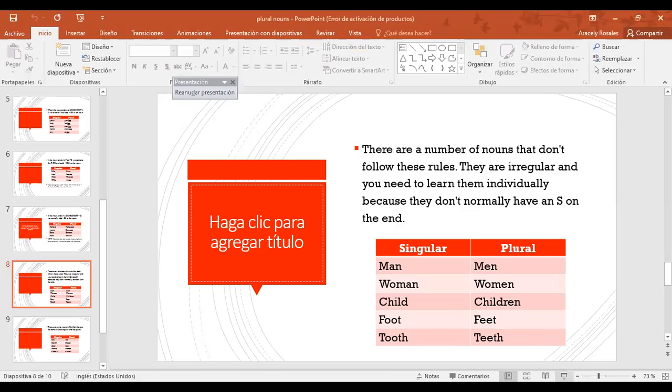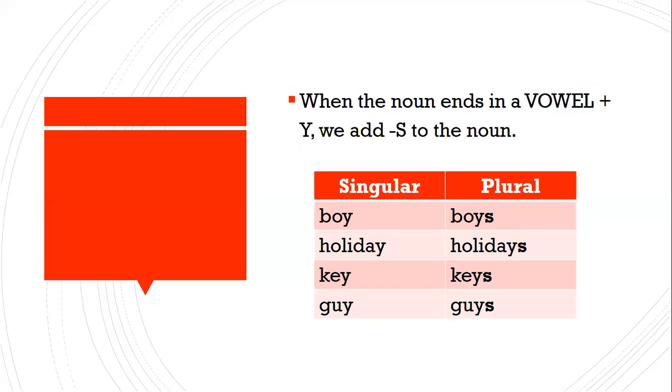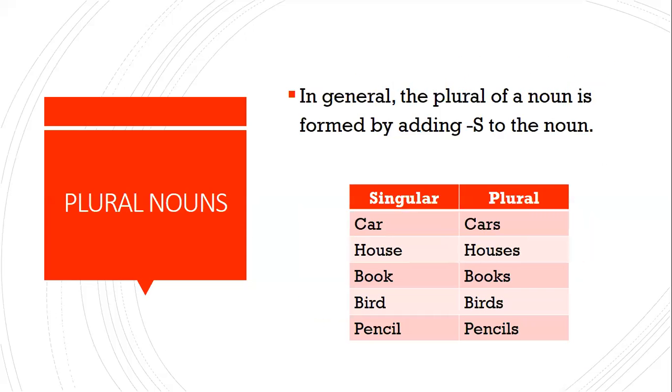Acá está. Vaya, si usted se fija, it says that there are a number of nouns that do not follow these rules, o sea, las ciertas reglas, ¿verdad? And it says that they are irregular and you need to learn them individually, because they do not normally have an S on the end. O sea, aquí la única manera, ¿verdad?, es memorizarlas. ¿Por qué? Porque no nos sigue la regla, por ejemplo, la que les explicaba al inicio, ¿verdad?, que generalmente el plural de un sustantivo es formado agregándole la S al sustantivo, ¿verdad?